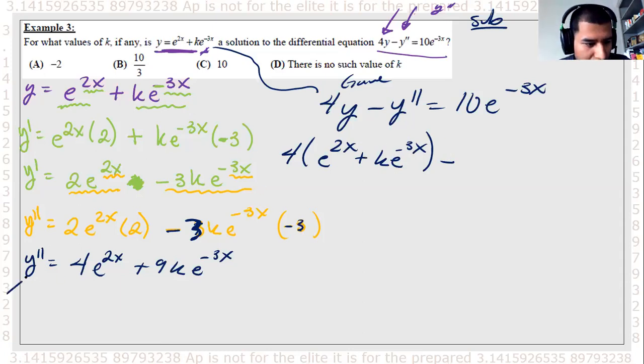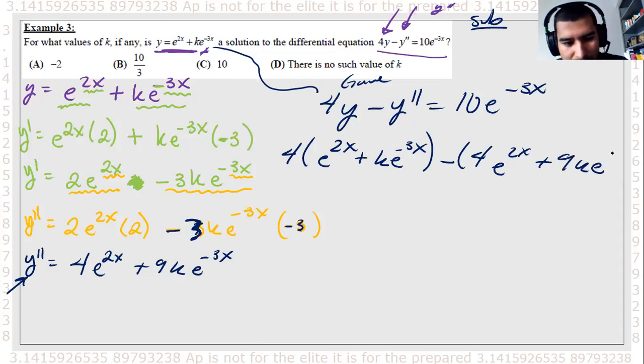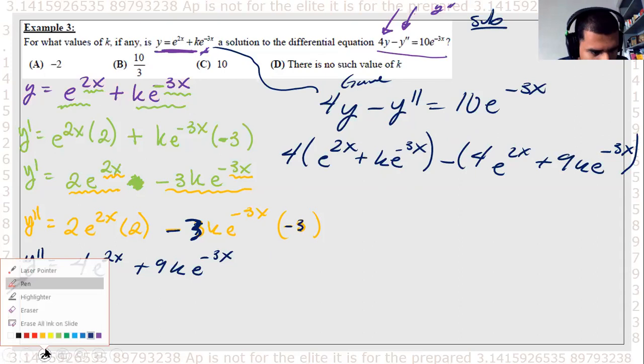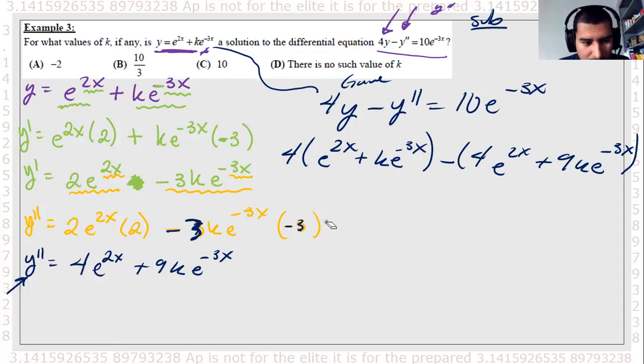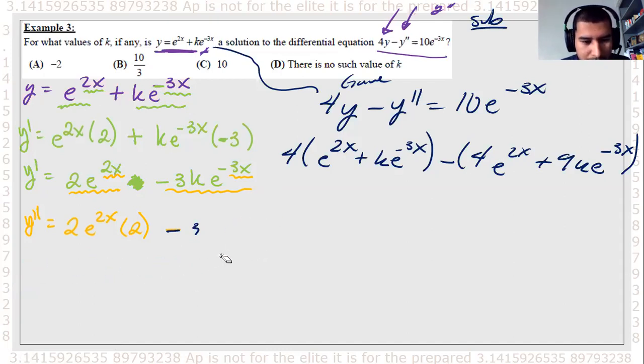Minus my y double prime, which was right here. So minus 4e^(2x) plus 9ke^(-3x). Okay, so this is just the left hand side, and then we'll worry about the right. Let me erase some stuff, this part right here, since I don't need it anymore.